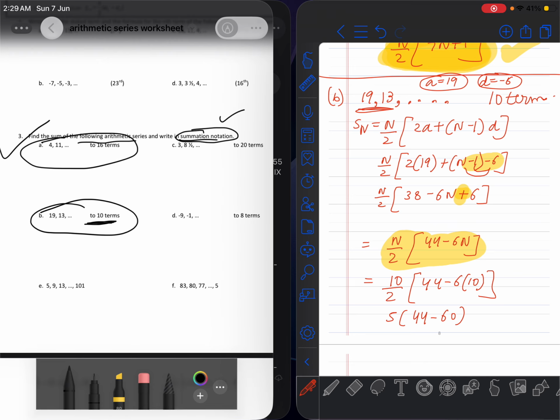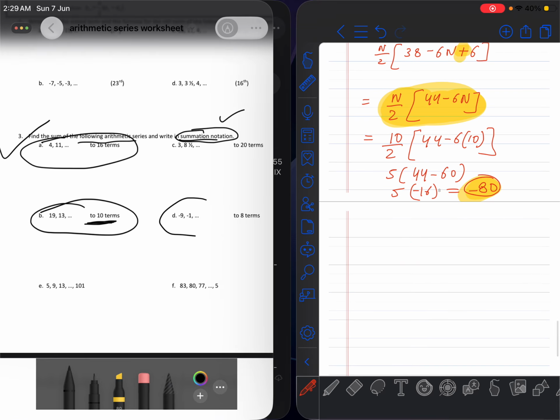So that is coming out to be 44 minus 60, which is minus 16, multiplied by 5, which is minus 80. So we have the sum of 10 terms as well, and we have the summation notation as well. Okay, then let's see the D part, this one.